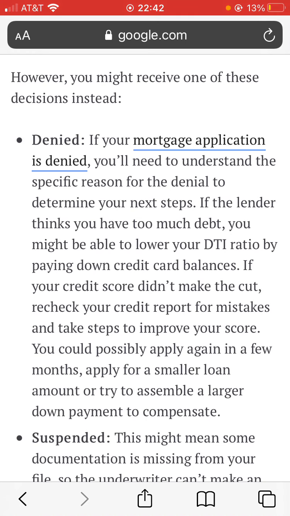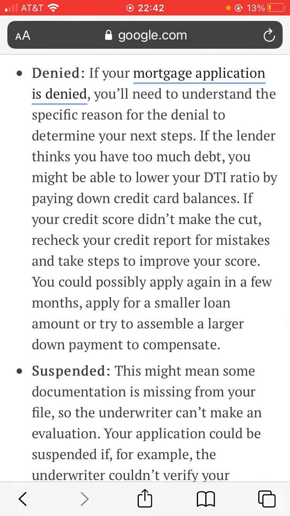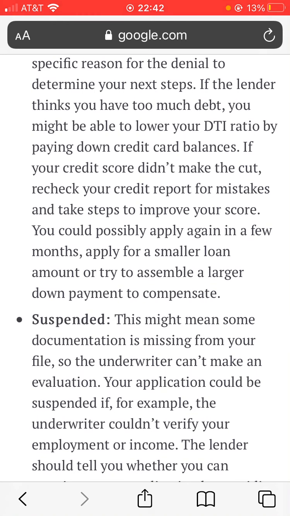steps. If the lender thinks you have too much debt, you might be able to lower the DTI ratio by paying down credit card balances. If your credit score didn't make the cut, recheck the credit report for mistakes and take steps to improve your score. You could possibly apply again in a few months. Apply for a smaller loan amount or try to assemble a larger down payment to compensate.